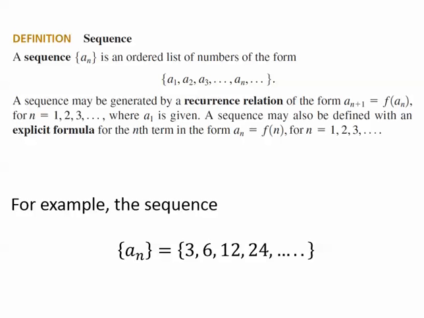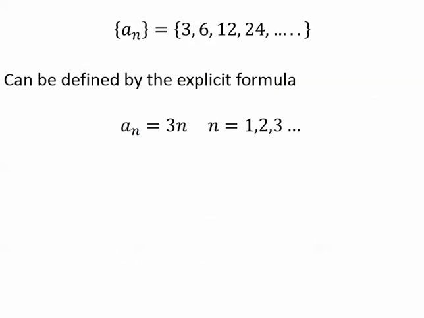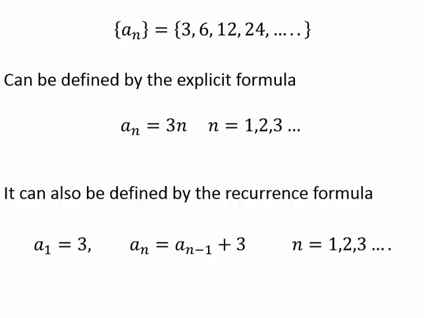For example, the sequence 3, 6, 12, 24 can be defined by the explicit formula a sub n equals 3 times n. So the nth term is equal to 3 times whatever n is. It can also be defined by the recurrence formula a sub 1 equals 3, a sub n equals a sub n minus 1 plus 3.